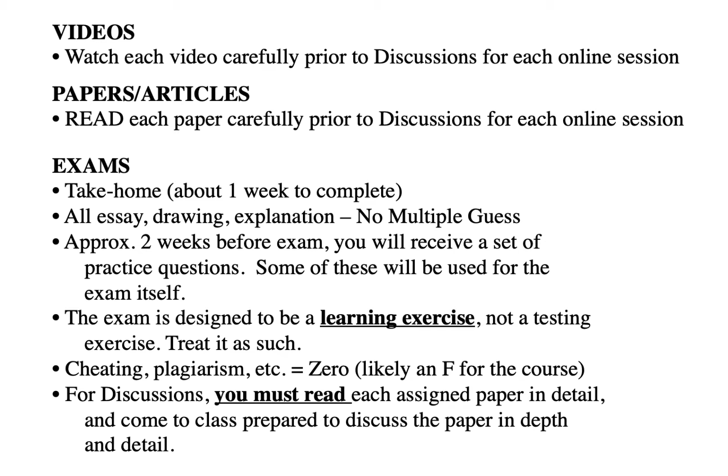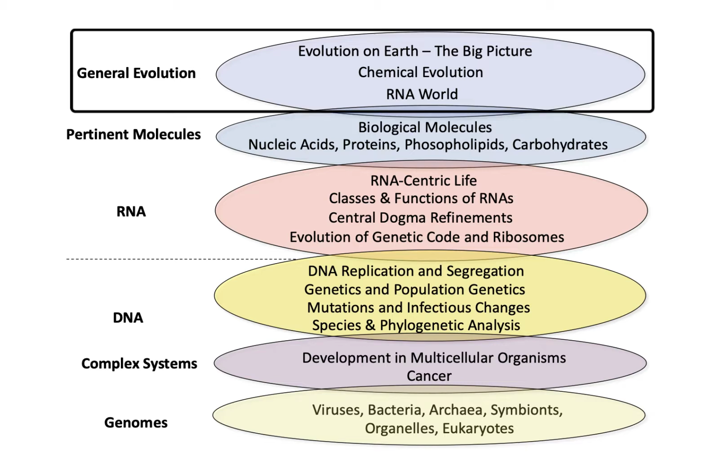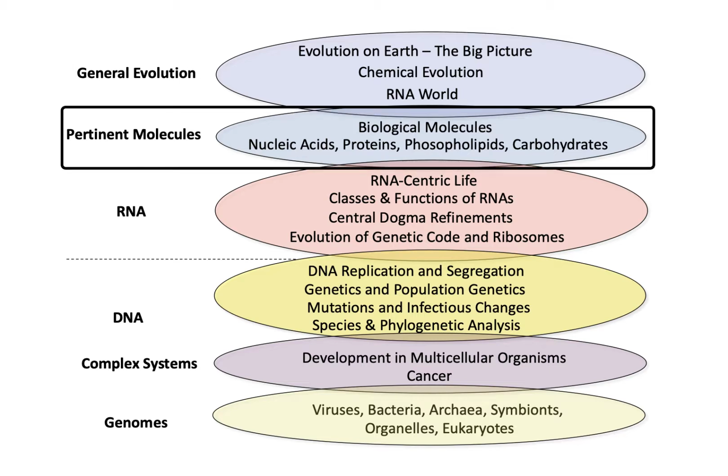You need to go through the paper in detail all the way through. So here's the layout of the class as well. We'll be starting with general evolution, looking at the big picture and looking from today and looking backwards. And then we'll go into chemical evolution and the RNA world, and then into biological molecules just briefly. If you want to know more about that, I cover those in more depth in some other classes.